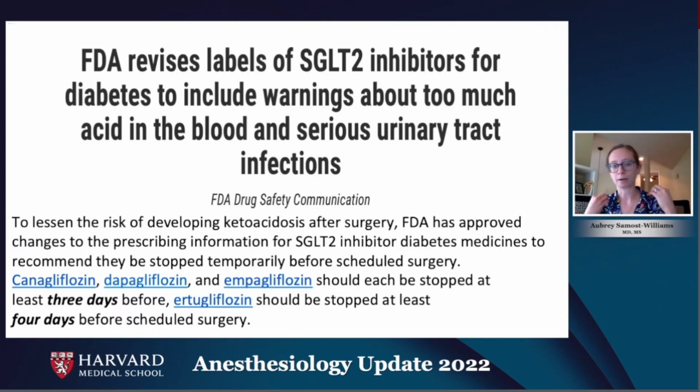And so you really need a strong pre-op system in place to ensure that you have reached all of your patients on these agents. And trust me, there are going to be more of them, and they're going to be increasing. And you really don't want to bring them to the OR unless they've appropriately held this medication.